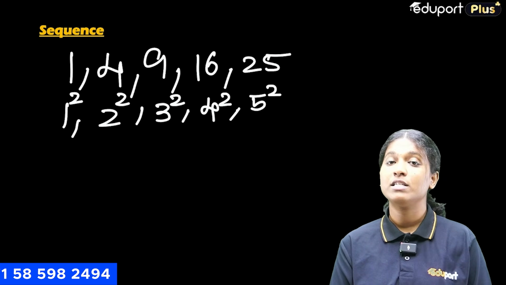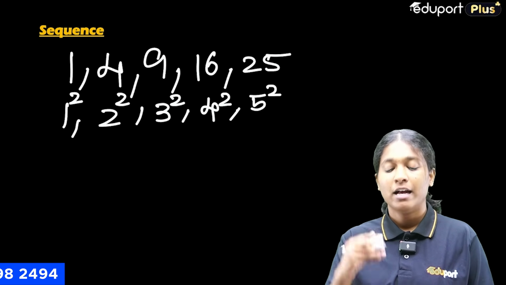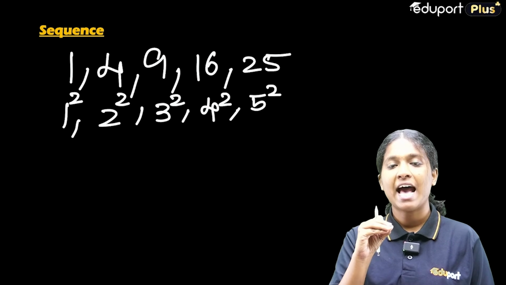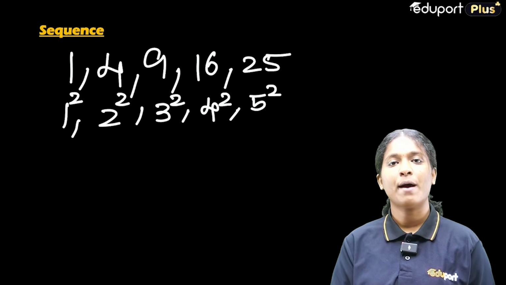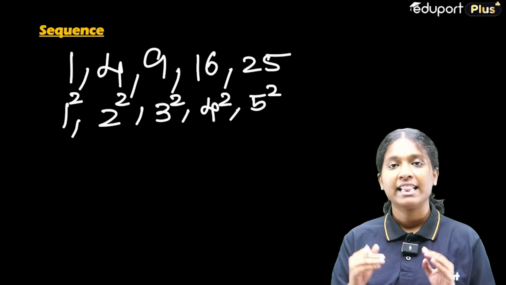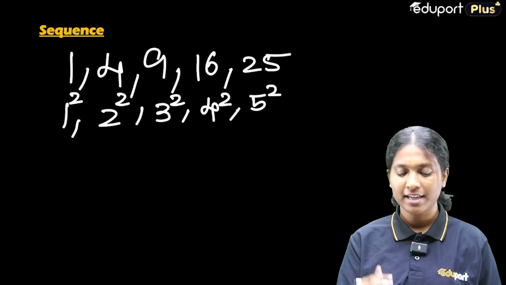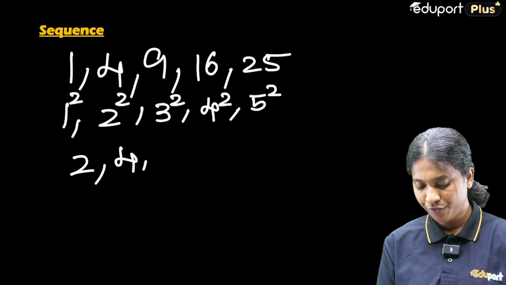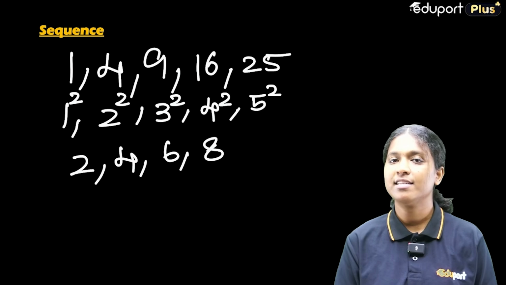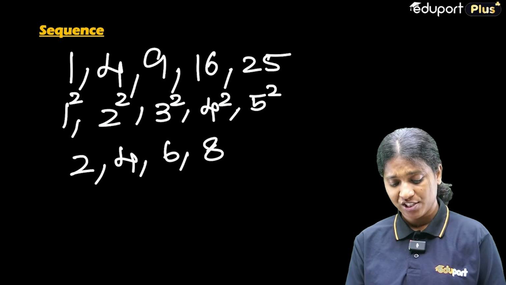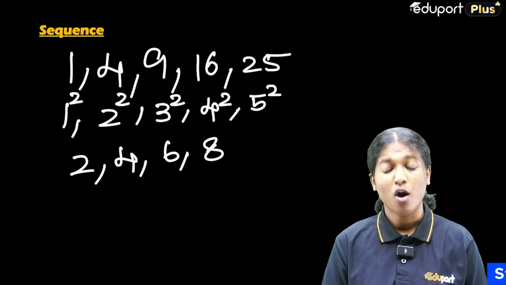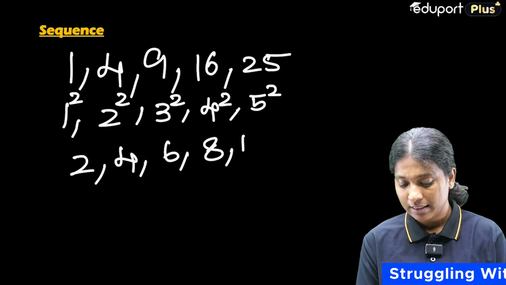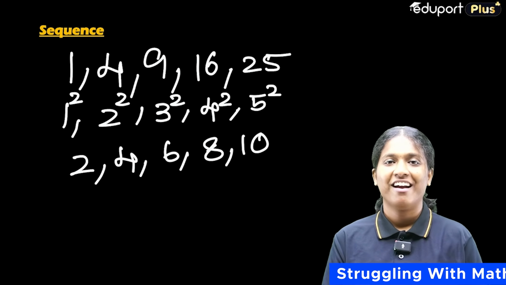So this is a sequence because there is an arrangement. If there is a list of numbers which have an arrangement, they are called a sequence. Now I am writing another: 2, 4, 6, 8. Can you guess the next number? Obviously, as you can see, there is a difference of 2, or else you can say it is a list of even numbers. So the next number will be 10.